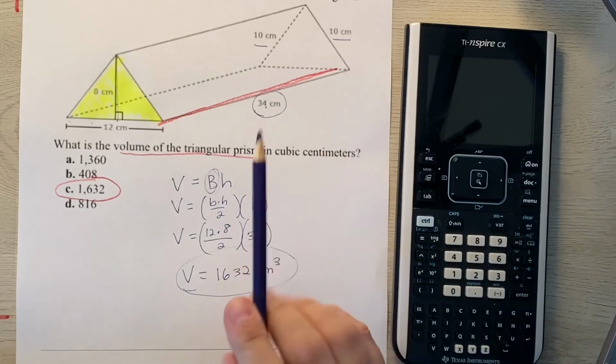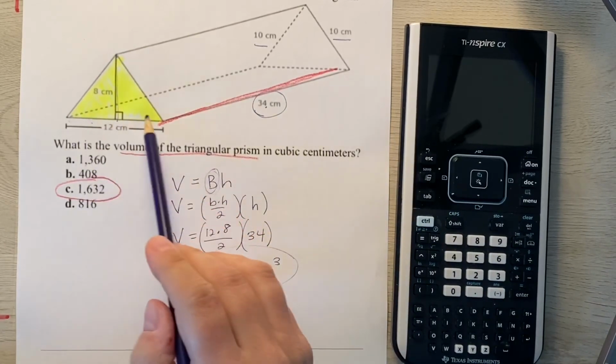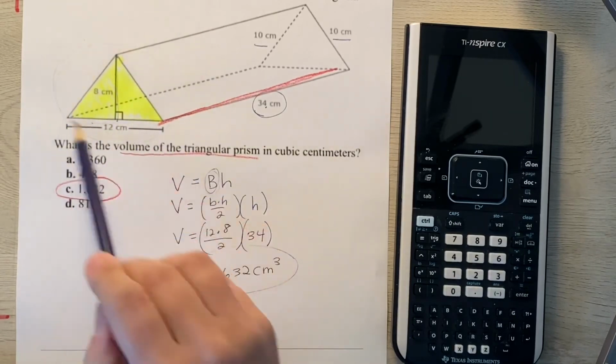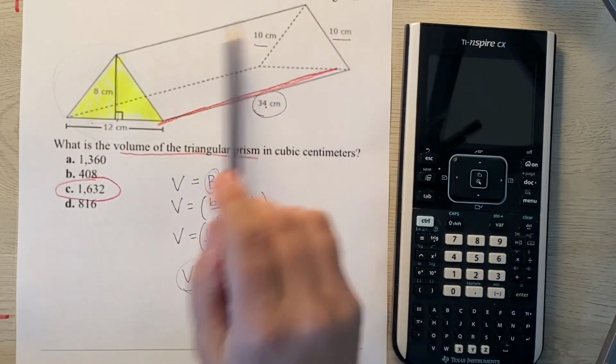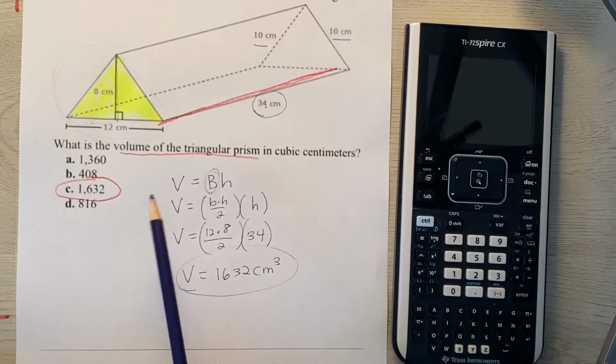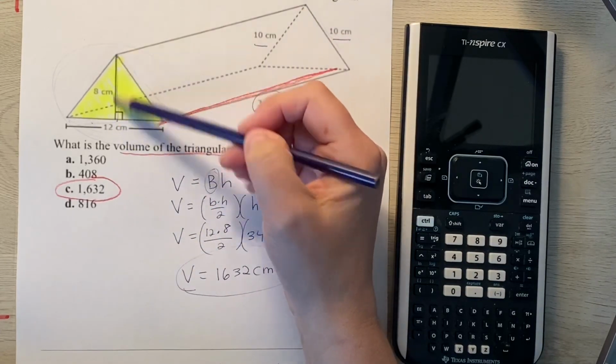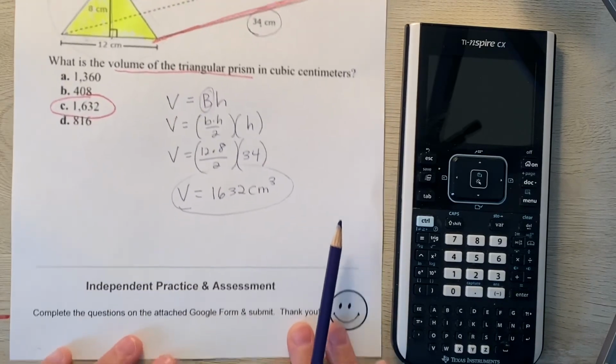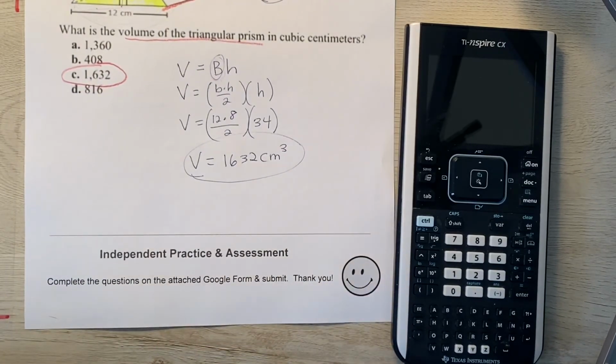Okay, so just notice in this diagram, they also give you these measurements here, but you don't need those for this question because the base and the height of the triangle are in this section here. These are just measurements of the slanted height. We don't need the slanted height. We need the perpendicular height in the formula. Okay, so that's how we find the volume of a triangular prism.